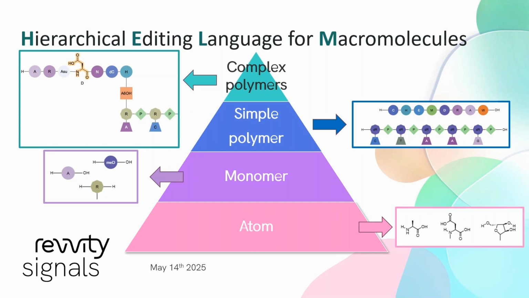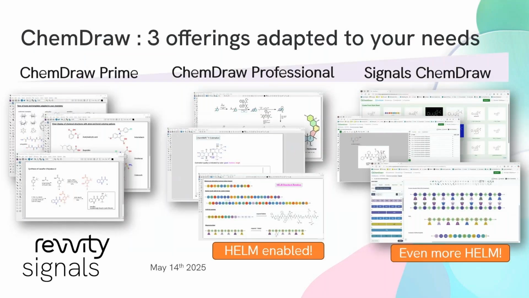Before we go into concrete examples presented by Lindsay, I would like to have a quick reminder. So ChemDraw exists in 3 different offerings that are adapted to your needs. We have ChemDraw Prime, which contains all the core functionalities, ChemDraw Professional, and Signals ChemDraw. ChemDraw Professional and Signals ChemDraw are the 2 offerings that are enabled with HELM.